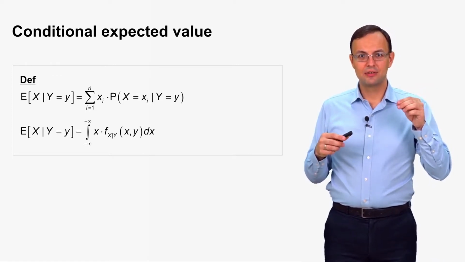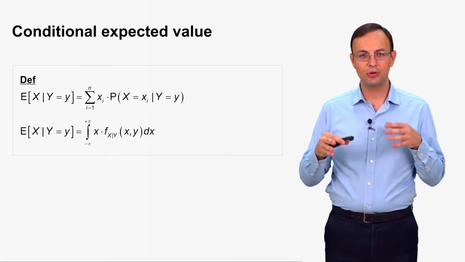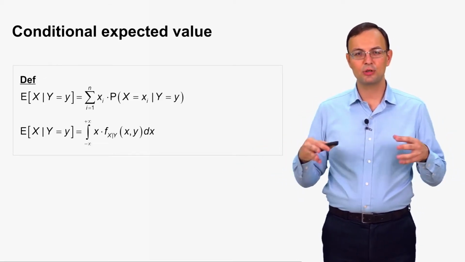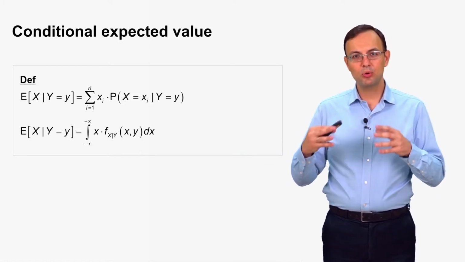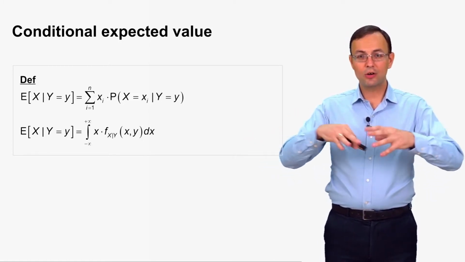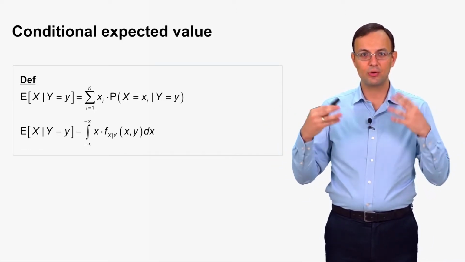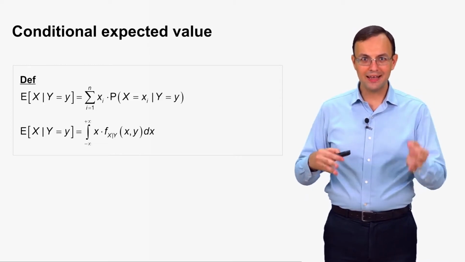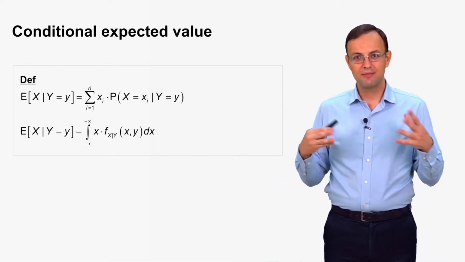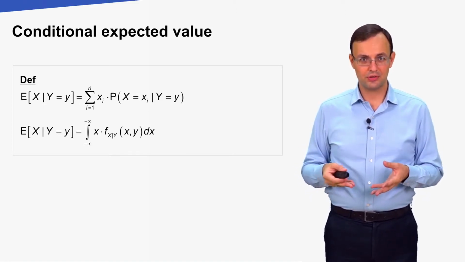So the mean weight of people who are 177 centimeters tall, the mean weight of people who are 152 centimeters tall, the mean weight of people who are 191 centimeters tall, and so on. These are all conditional expected values. So conditional expected values of x given that y is already known, and so for different possible values of y. And these can be found using these formulas.